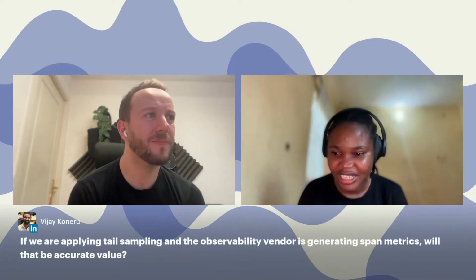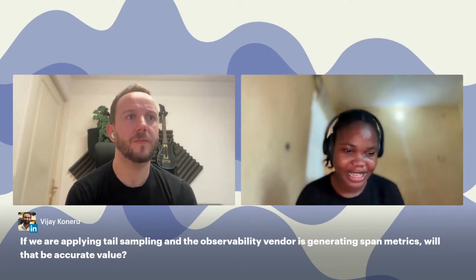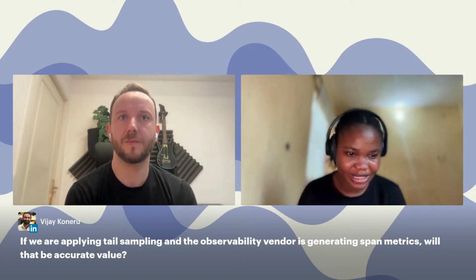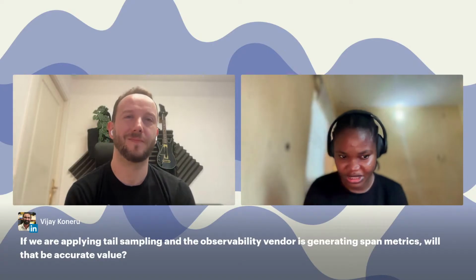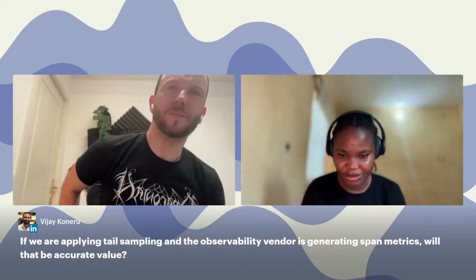We do have one question from VJ Koneru. I hope I'm pronouncing your name right. He's asking if you're applying tail sampling and the observability vendor is generating span metrics, will that be an accurate value?